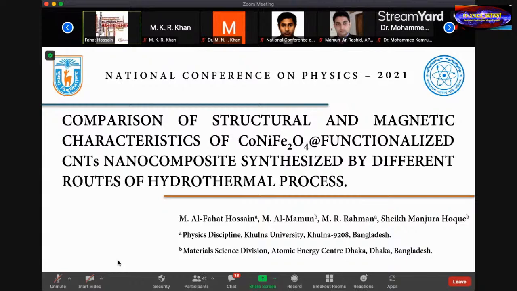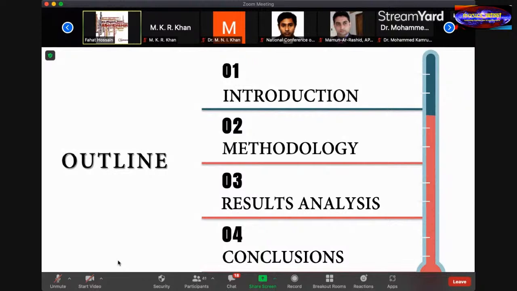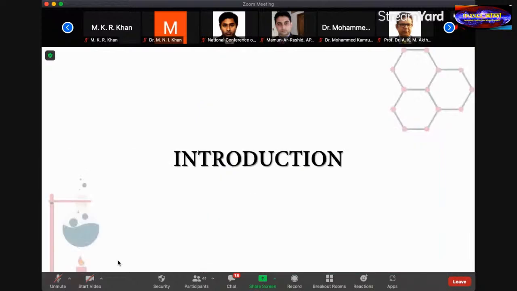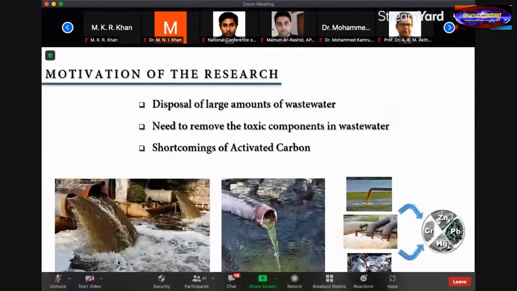On behalf of our research team, we'll present our study titled Comparison of Structural and Magnetic Characteristics of Cobalt Nickel Ferrite at Functionalized CNT's Nanocomposite, synthesized by different routes of hydrothermal process. Before diving into the details, I would like you to get acquainted with the outline of today's presentation. I will commence the presentation with a little introduction of this research work, followed by research methodology, results analysis, and eventually the conclusion. To begin with the introduction, I would like to share the motivation behind the study.